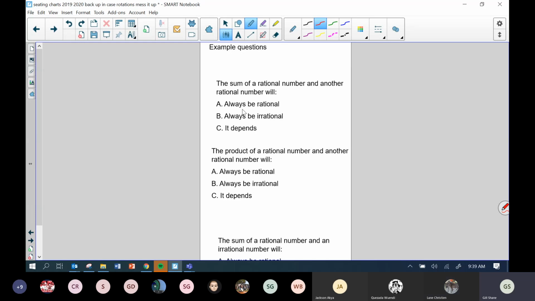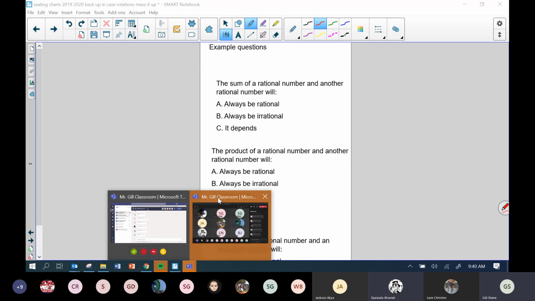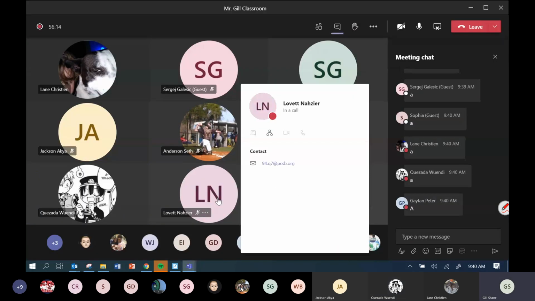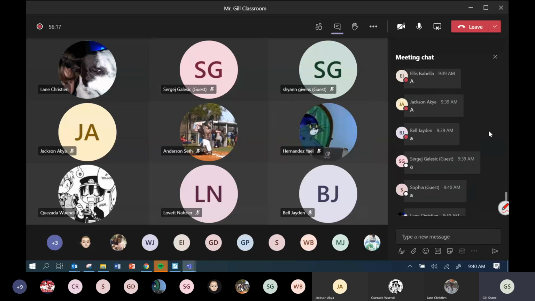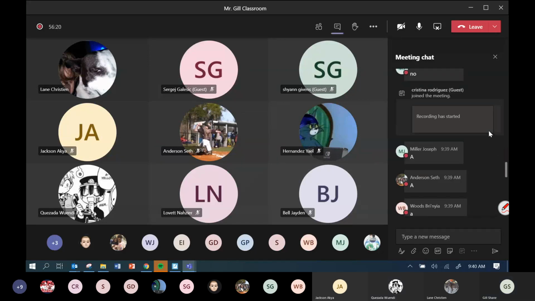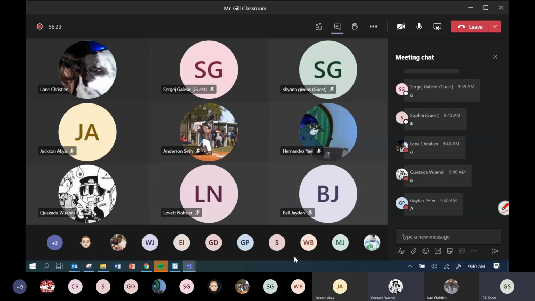So if you have a rational number and a rational number and you add them together, the sum is always going to be rational, always going to be irrational, or it depends. And you can type A, B, or C, or you could type the words, whichever one. All right, so let's see what we're saying. We are getting a lot of A's. So everybody that typed in said A.